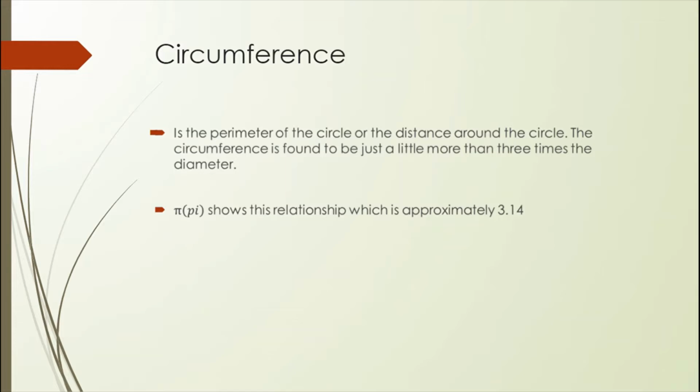Now, we will also deal with pi. Pi uses a symbol just like this, and this pi shows a relationship which is approximately 3.14. We already learned what pi is and the relationship of pi to a circle, and we are going to use this pi to find the circumference of a circle.